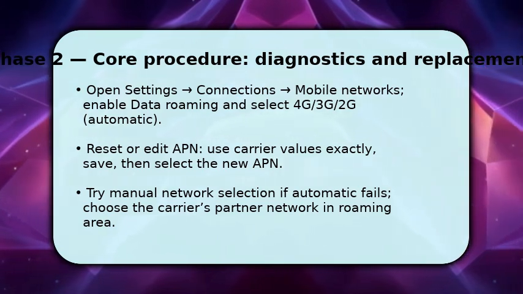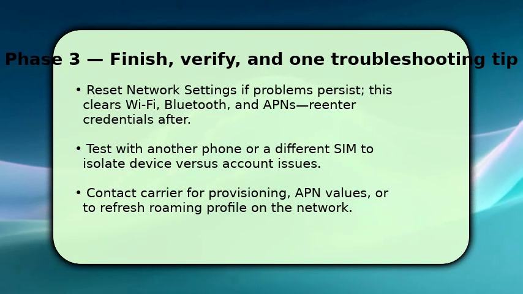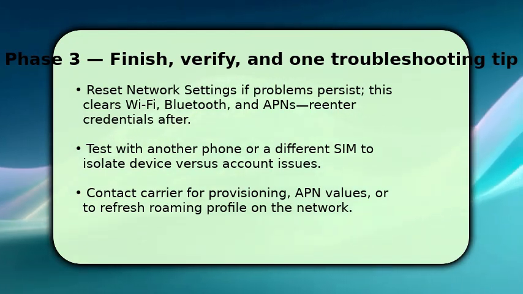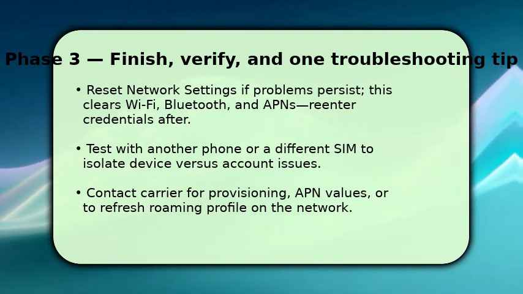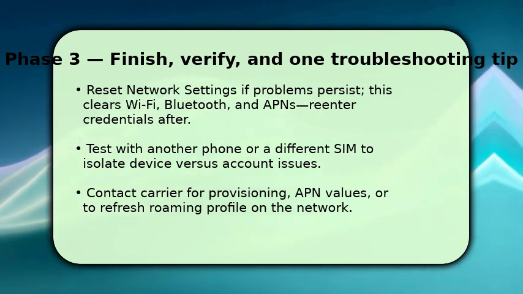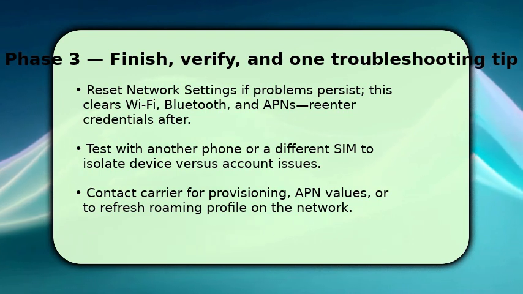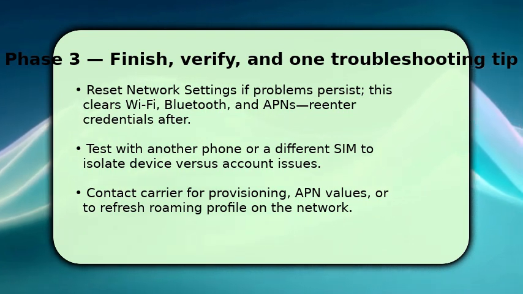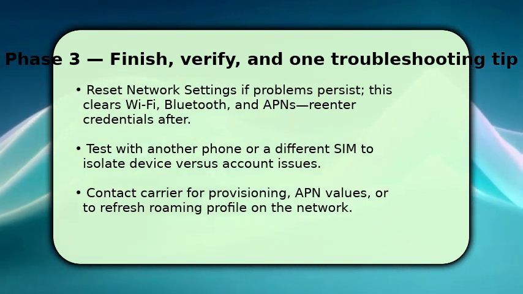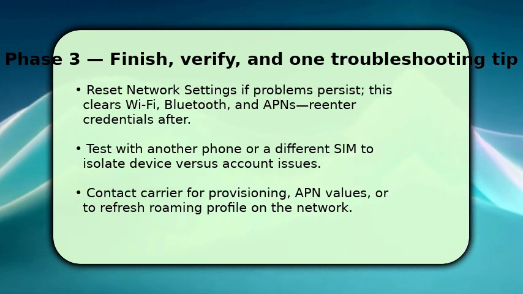tried prior steps and still have no data. This resets APNs and radios so you can reconfigure from a clean state. After resetting, re-enter the carrier APN and test data. If issues remain, test the SIM in another phone or try a different SIM in your Samsung to determine whether the phone or the account is at fault.